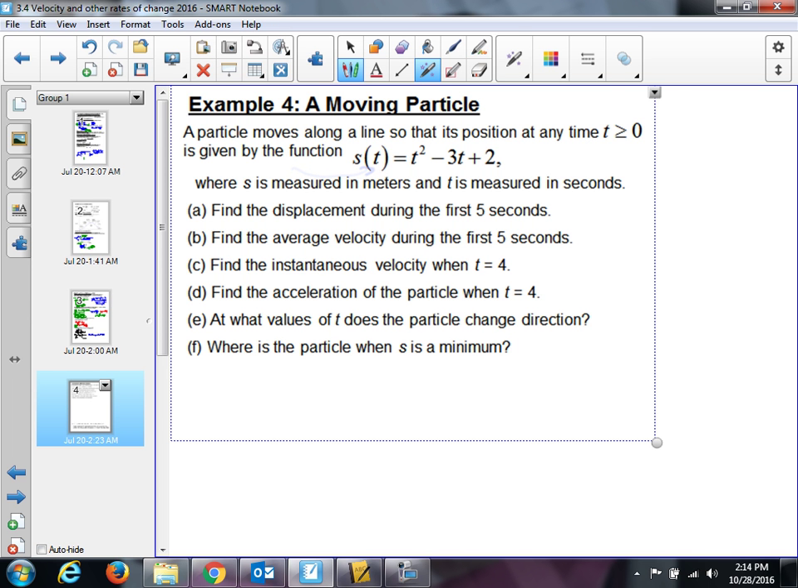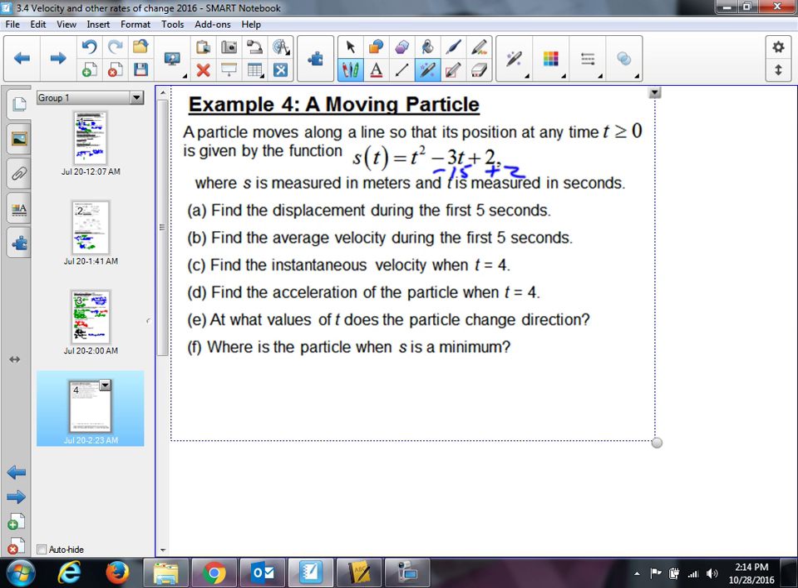Now 0, I'm going to look at this here. 0 minus 0 plus 2, so it starts at 2, right? And s of 5, when I plug 5 in here, 25, I'm thinking 3 times 5 is minus 15 plus 2. I can do this in my head, right? 10 plus 2 is 12.